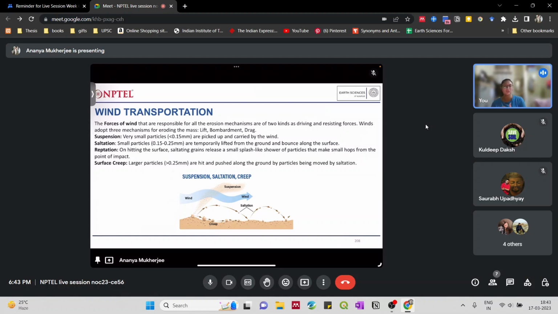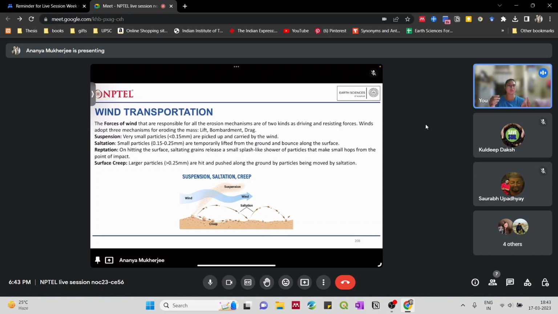What is reptation? Reptation is when the saltating grains are hitting, suppose, a rock surface. It is going to generate a few more sediments, or whatever finer sediments are remaining on the surface. Because it is hitting that surface, the finer sediments over there will get splashed.